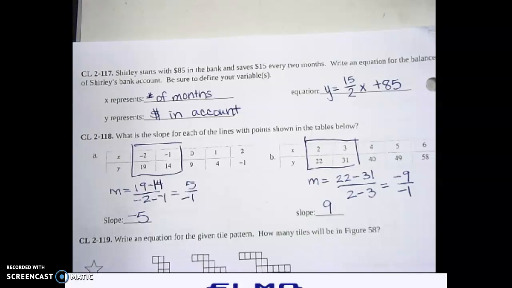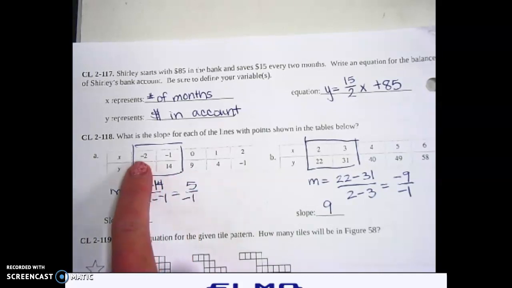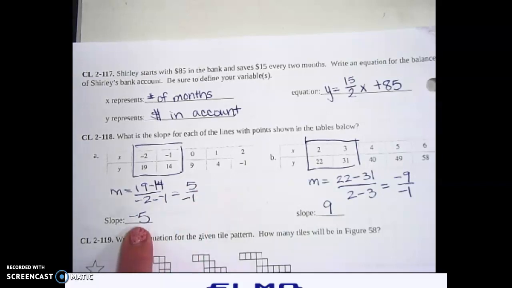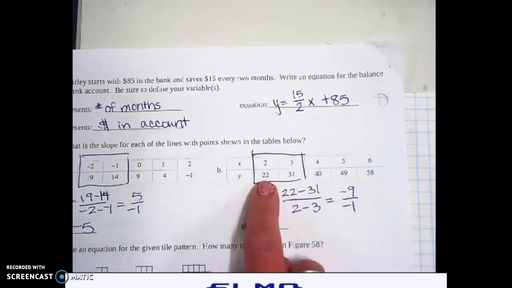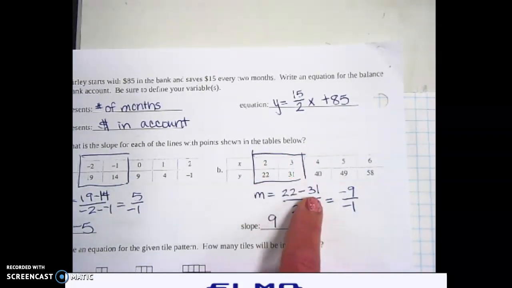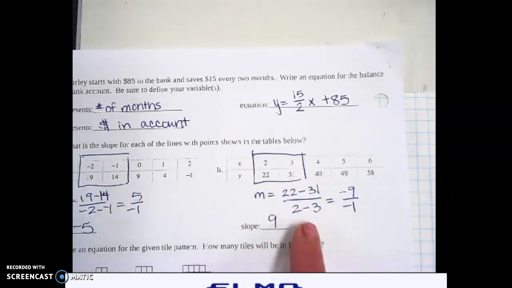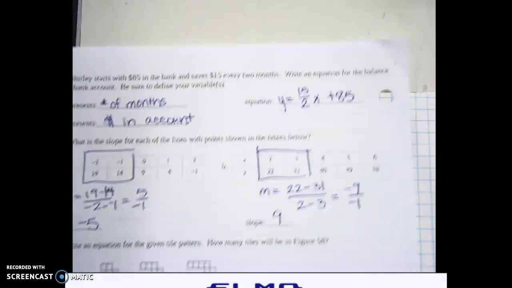Question 118 says, what is the slope for each of the lines with points in the tables below? I used these 2 points. So I found the difference in the y's. I did 19 minus 14, which is 5. And I did -2 minus -1, which is -1. Then I simplified that to -5. Part B, I did the difference in the y's, which was 22 minus 31. I got -9. And in the denominator, I did 2 minus 3, which is the difference in the x. I got -1. I simplified that to +9.